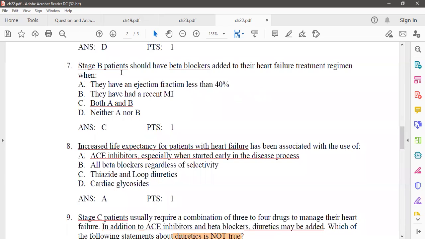Stage B patients should have beta blockers added to their heart failure treatment regimen when they have an ejection fraction less than 40%, or when they have had a recent MI, or both. Increased life expectancy for patients with heart failure has been associated with the use of ACE inhibitors, especially when started early in the disease process.